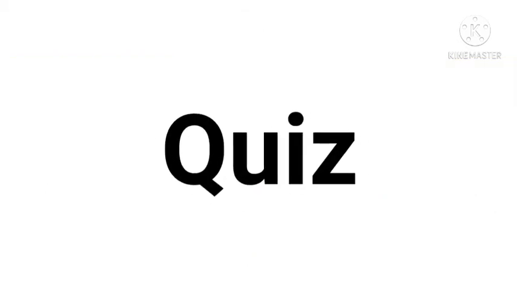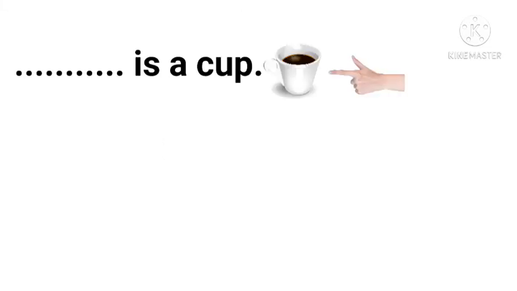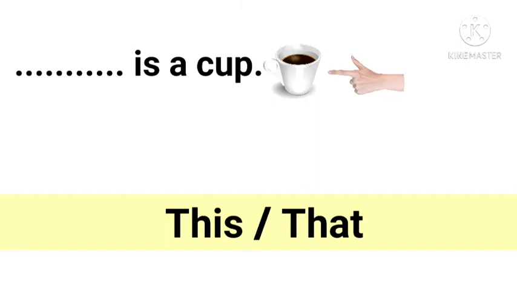Quiz. Now it's your turn to test your knowledge. Fill in the blanks. Sentence number 1. Blank is a cup. Which word should I use? This or that? I will give you 3 seconds and you have to decide which one you should use, this or that. 1, 2, 3. This is a cup because cup is near.